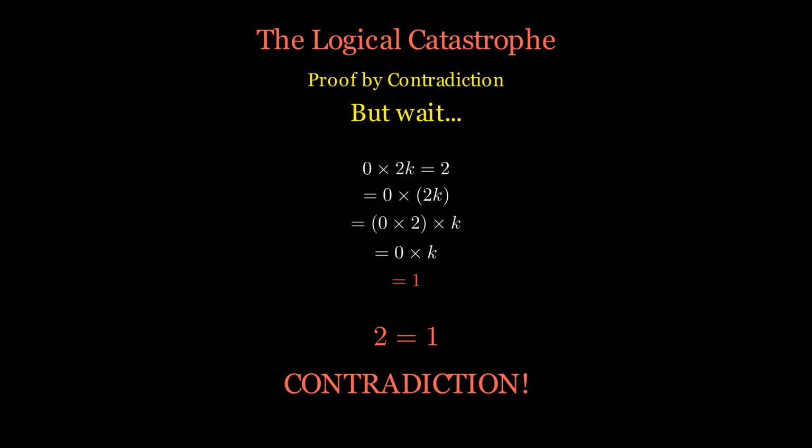This is what mathematicians call a contradiction. We've derived an obviously false statement from our assumptions. Therefore, 1 divided by 0 cannot equal any finite number.